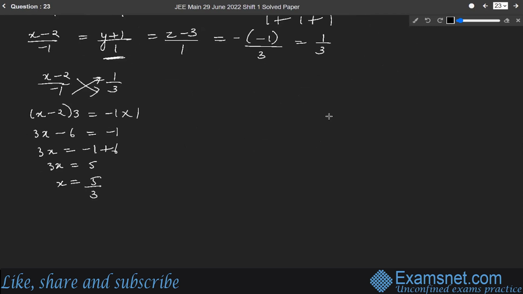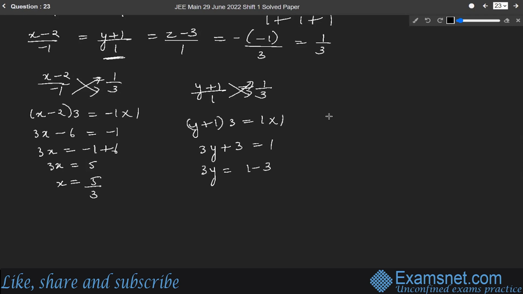Similarly, equating the second term. Second term is y plus 1 divided by 1 is equal to 1 by 3. Again, cross multiplying, it will be y plus 1 into 3 is equal to 1 into 1. So 3 into y is 3y, plus 3 into 1 is 3, equal to 1 into 1, that is 1. 3y will be equal to 1 minus 3, right? When this 3 goes to the right hand side, it will be negative. So 3y will be equal to minus 2 and y will be equal to minus 2 by 3.